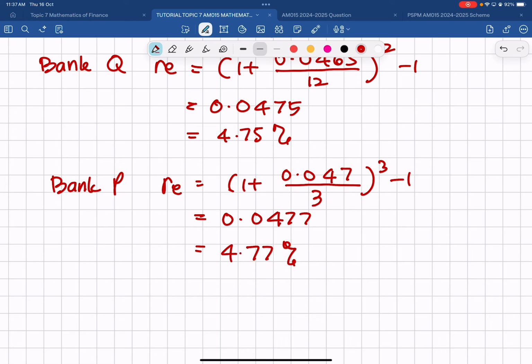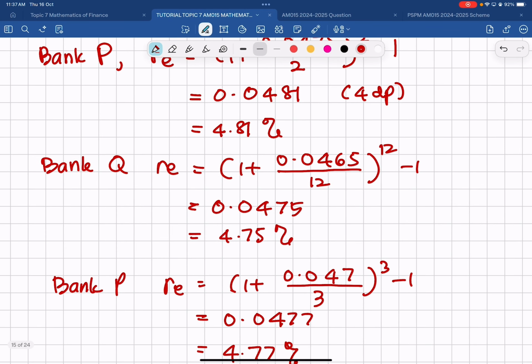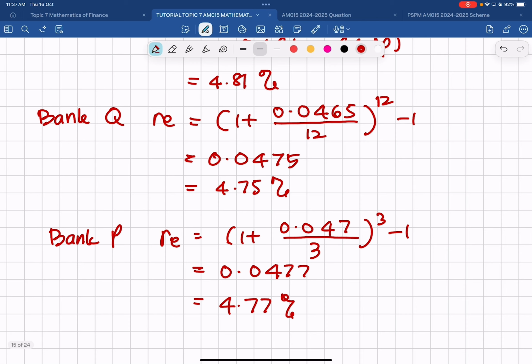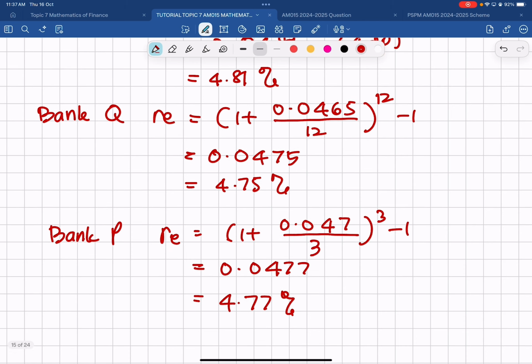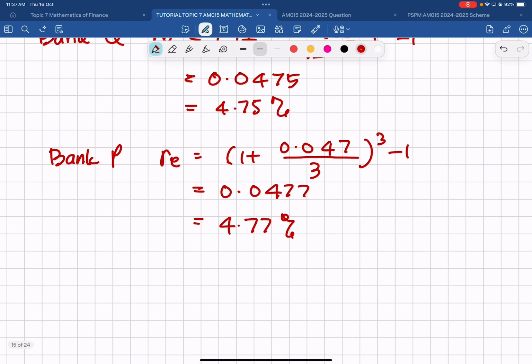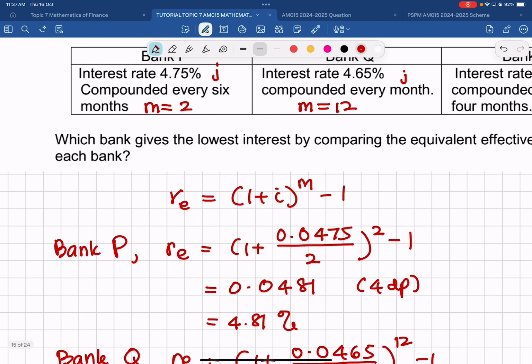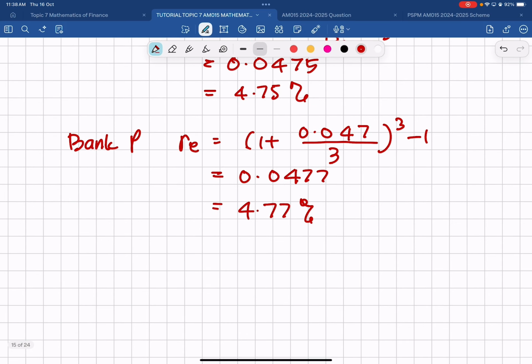So you're going to get 4.77%. Okay, so which one is the lowest one? Bank P is 4.81, Bank Q 4.75, Bank R 4.77. So the lowest is Bank Q. Okay. So jawab soalan dia tanya apa? Which bank give the lowest interest? Bank Q offers the lowest interest.